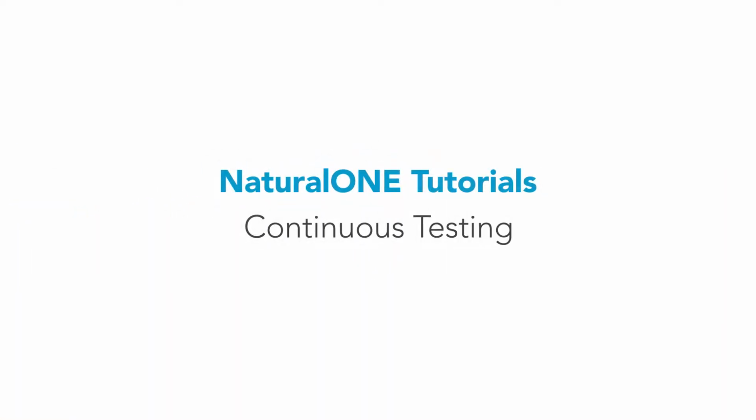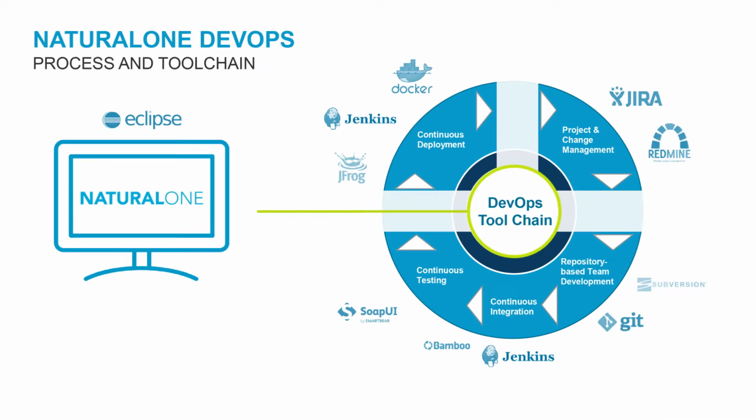This video is about NaturalONE and DevOps, with a close look at continuous testing. This is an image showing the NaturalONE DevOps process and toolchain. Continuous testing is implemented to ensure the application functionality and code quality are guaranteed even beyond build and deployment. Tools like SOAP UI can be used to invoke automated tests for web services.